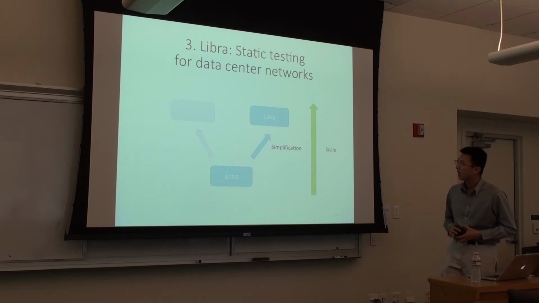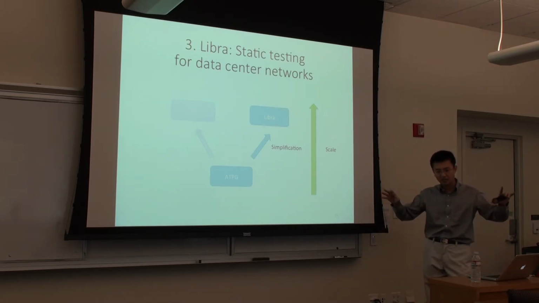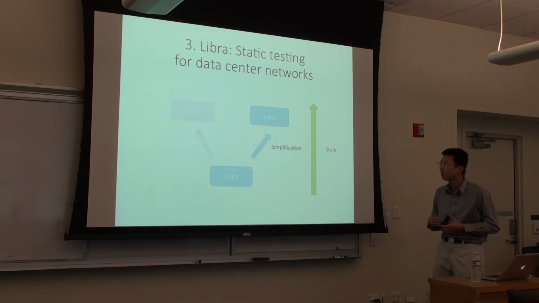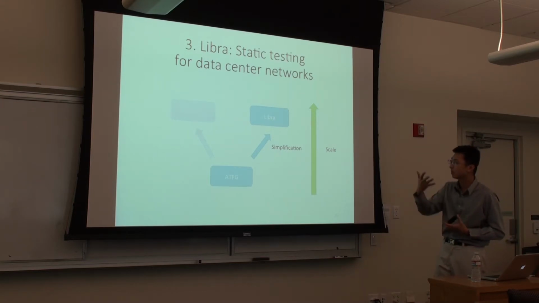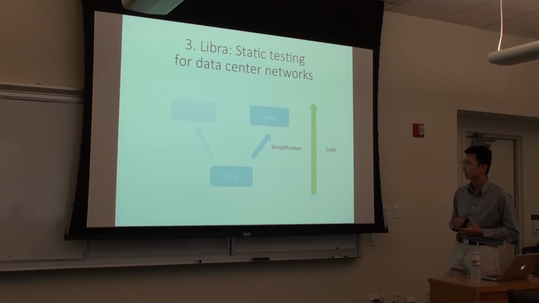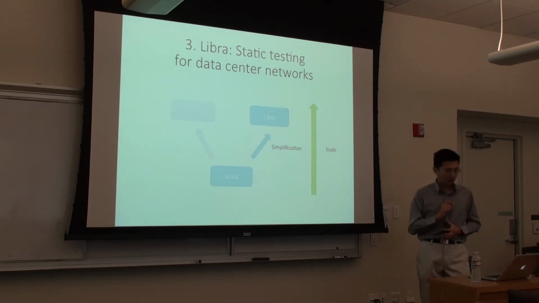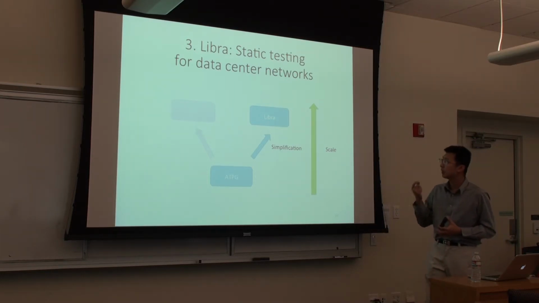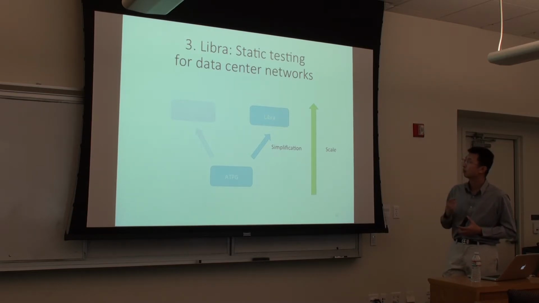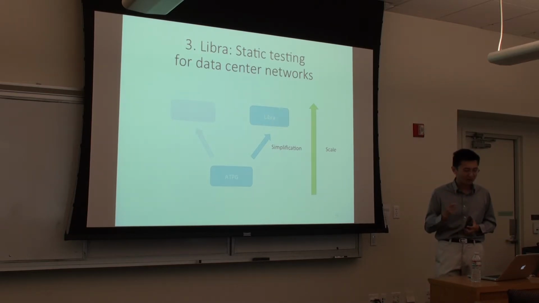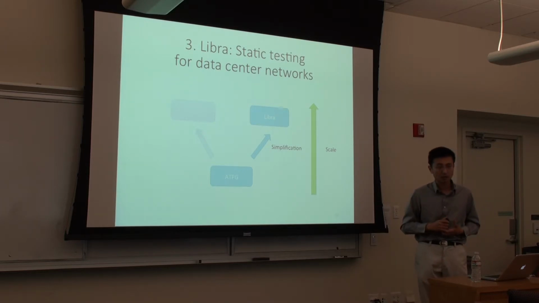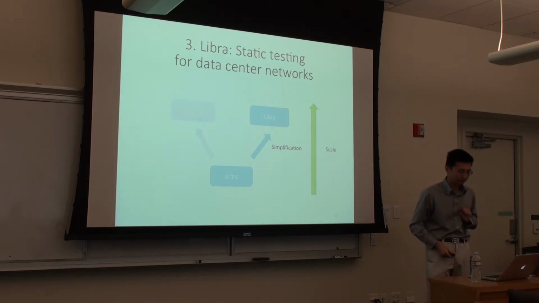So now we have discussed ATPG and NetSonNet. ATPG sets a foundation of data plane testing and coverage, but we can't apply ATPG directly to large networks because of these unknowns. NetSonNet is able to handle these unknowns with gray box testing. So in the rest of this talk, I will describe an alternative approach to scale ATPG through a system called Libra. Libra is a static tester for data center networks. It achieves ultimate scale with simplifications to ATPG's model.